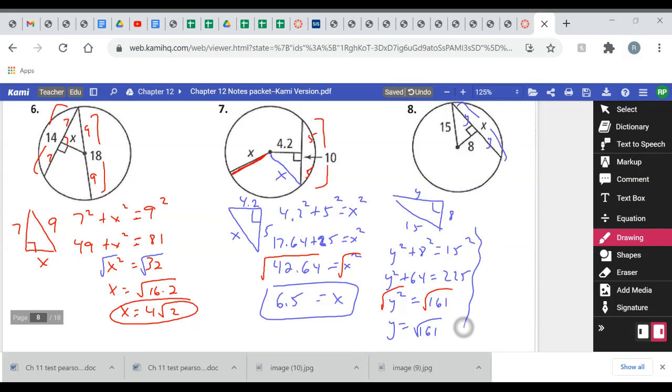All right. Now I want to figure out what X is, which just means I need to double this. If I go 2 times the square root of 161, then I get 25.4.